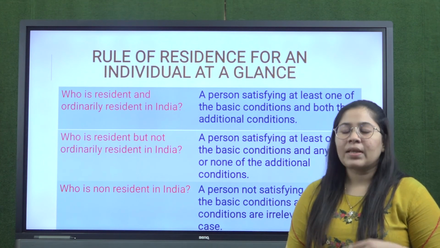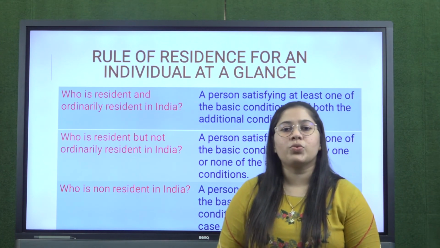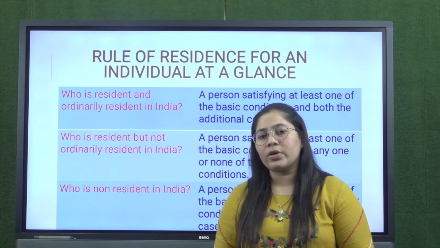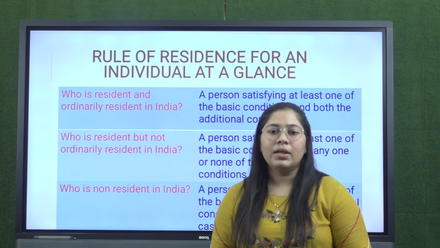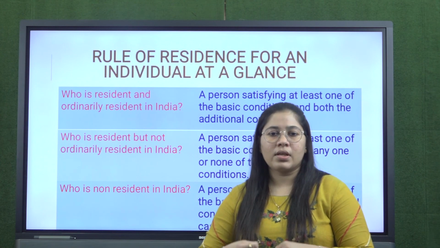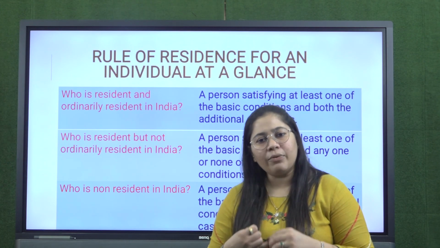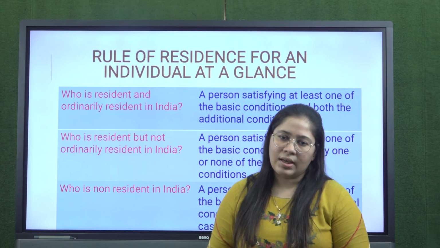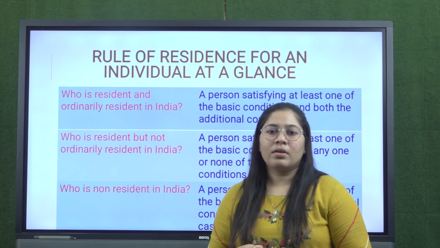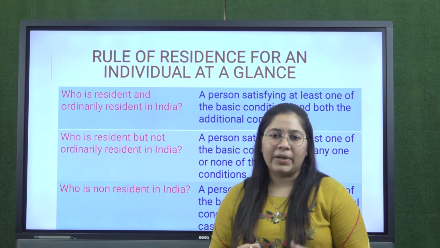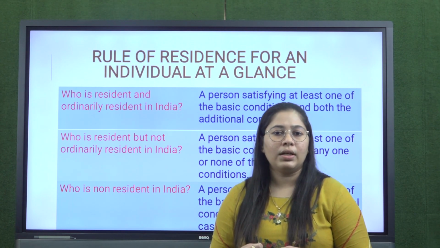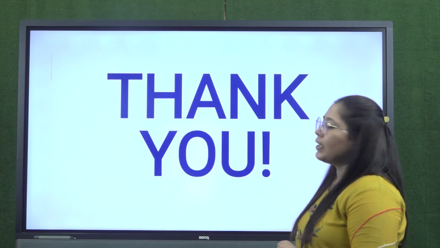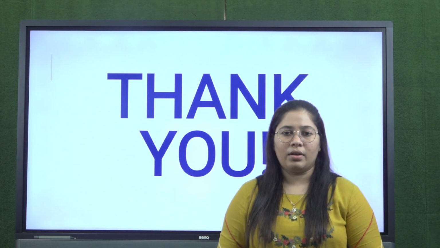And lastly, the residential status of an individual is also classified as a non-resident. So who is going to be considered as a non-resident? Any person who is not satisfying any one of the basic conditions will be considered as a non-resident, and in case of a non-resident, there is no question of applicability of the additional conditions. So this is how we are going to determine the residential status of an individual.